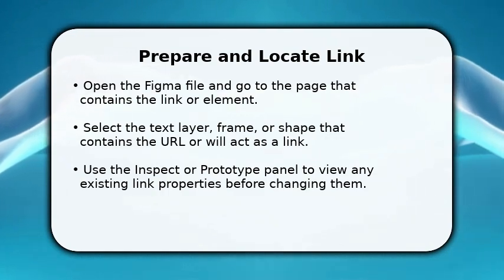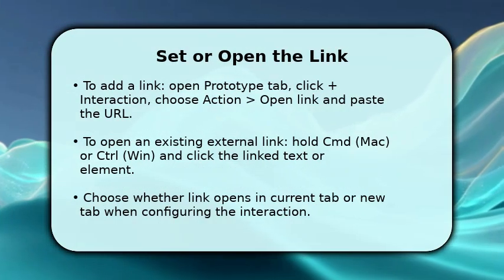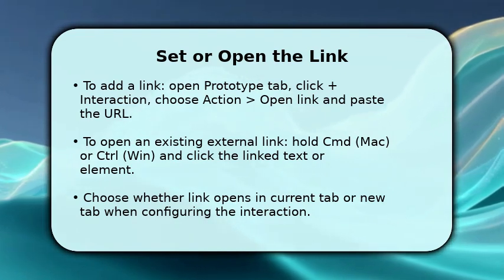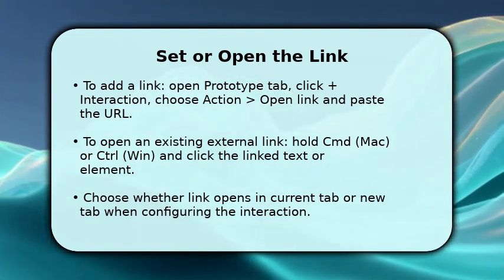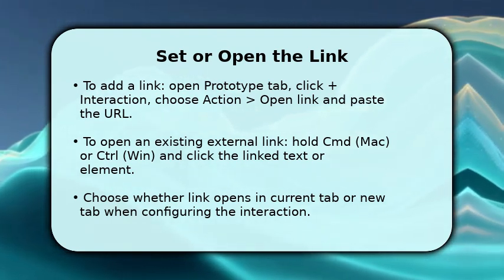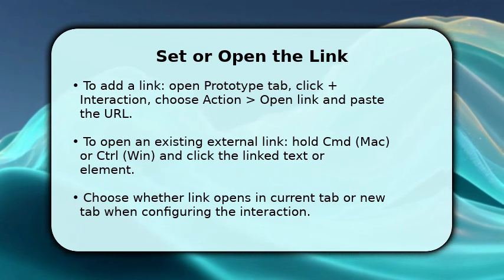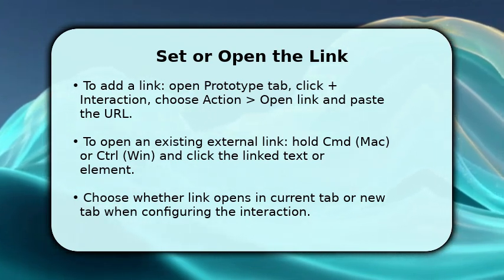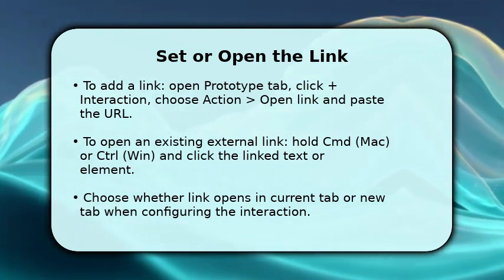Now you add or trigger the link. To add one, switch to the Prototype tab, click the plus on Interactions, set the trigger on click, choose Action, right arrow, open link, and paste the full URL including HTTPS. Once done, pick Current tab or New tab so the behavior matches your intent.